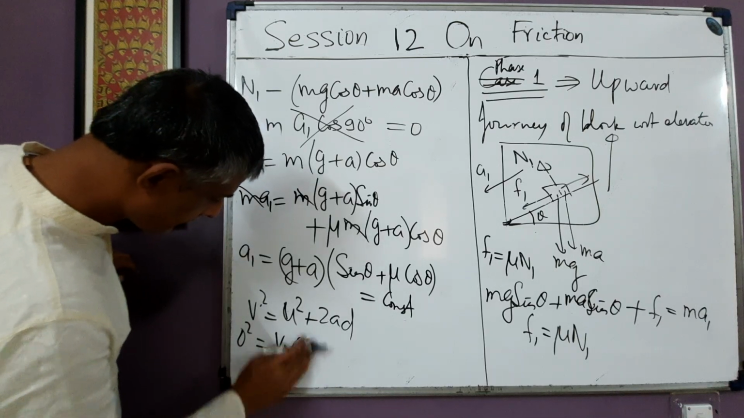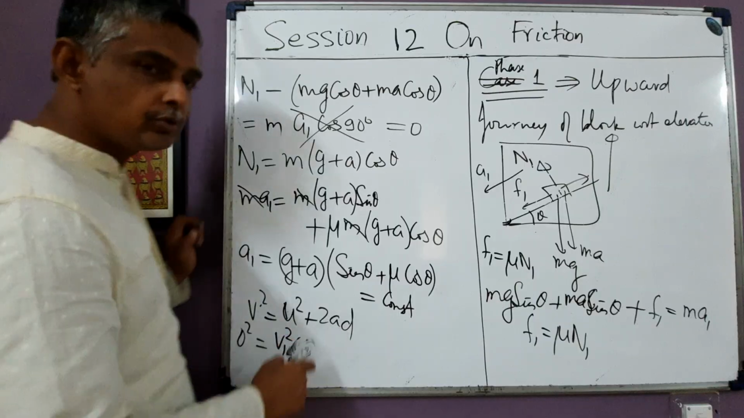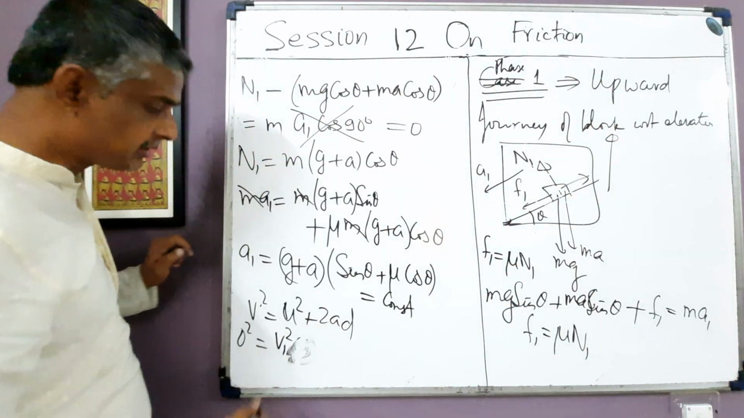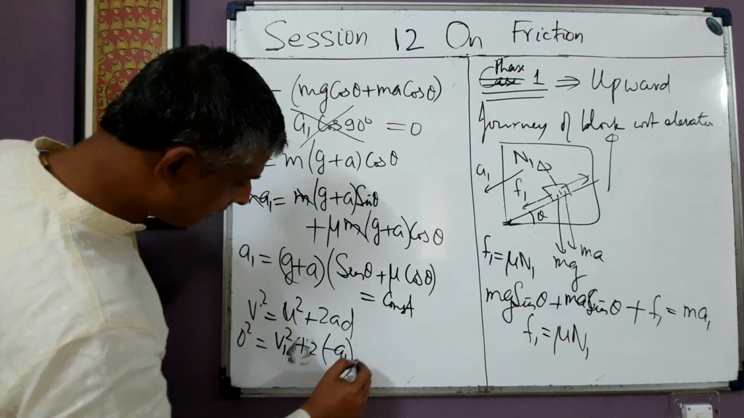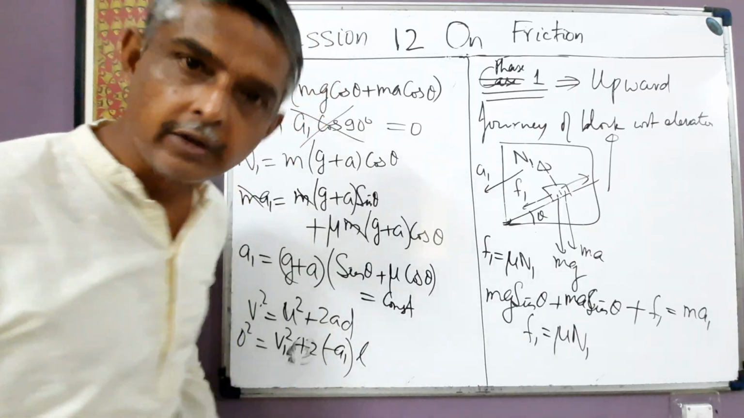Sorry. U is simply v1, so v1 square. And all this u, v, and a have to be taken with proper sign. Up the incline I take to be positive, down the incline becomes negative. So a will be written as minus a1 and d is simply L. L is 1.6 meter as it is given in the problem. Fine.